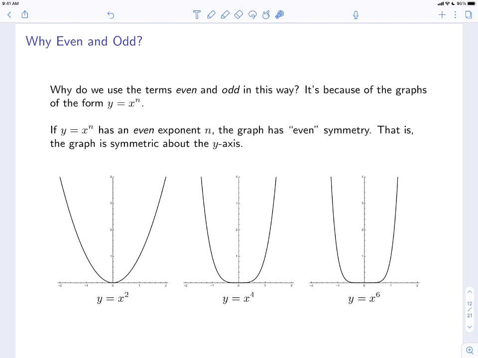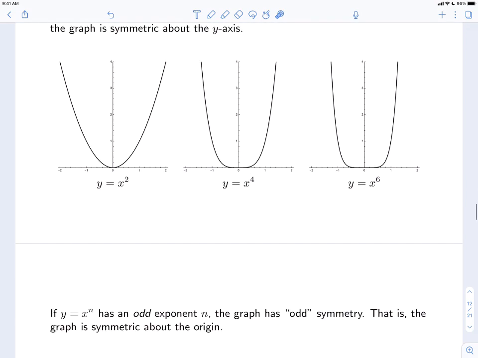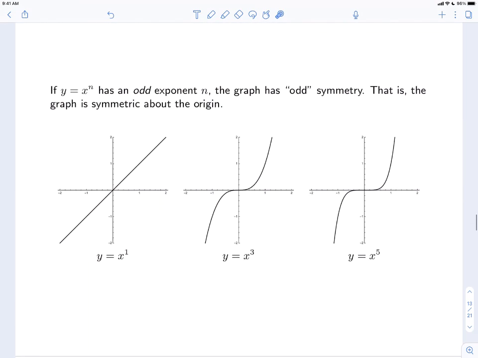And because of that, whenever you see something which is symmetric about the y-axis, then it has the same kind of symmetry as y equals x to an even number. So that's why we call it even. For odd, then it's like y equals x to the n for an odd exponent. And we have some examples here.